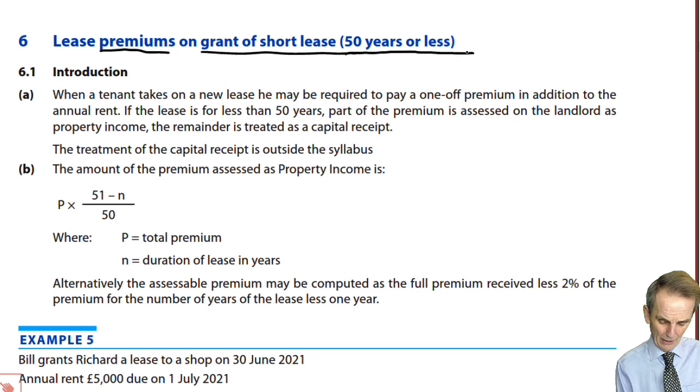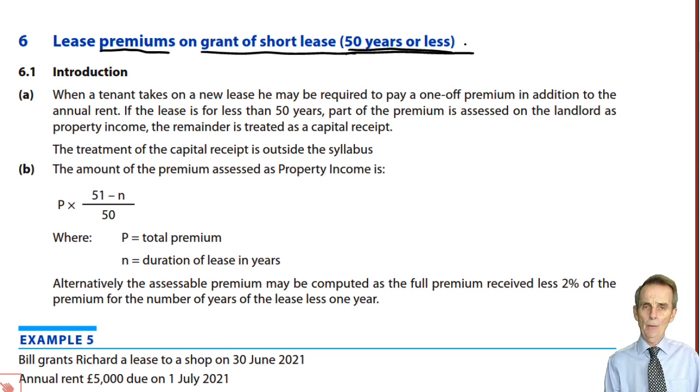And what we mean by a short lease is 50 years or less, not more than 50 years. We said when we first introduced this that we're used to the idea that when you grant a lease to a tenant, there will be rental income that will flow in during the period of that lease. What we also have here is a one-off single premium that is paid when that lease is granted at the beginning of the lease period.